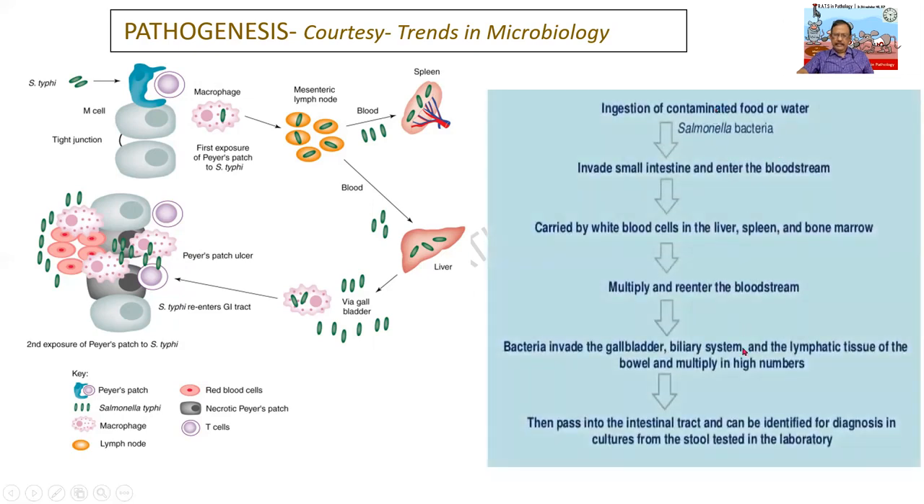And the same thing is mentioned over here. So I would like you people to go through it. So it is ingested and it invades the lymphatics or the bloodstream, is carried to the parenchymal organs, multiplies, re-enters the bloodstream and comes via the gallbladder, etc., into the intestine where it causes an ulcer. I hope you people are able to remember this.